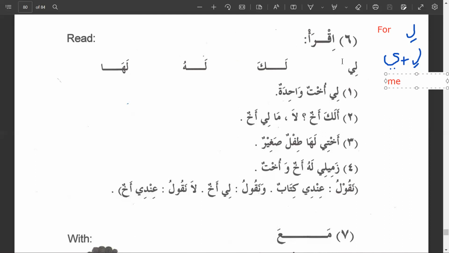So li means either for me, or I have. We can also translate I have. Li ukhtun wahidatun, I have one sister. Okay, so if we see li, it may mean for me, or it may mean I have.